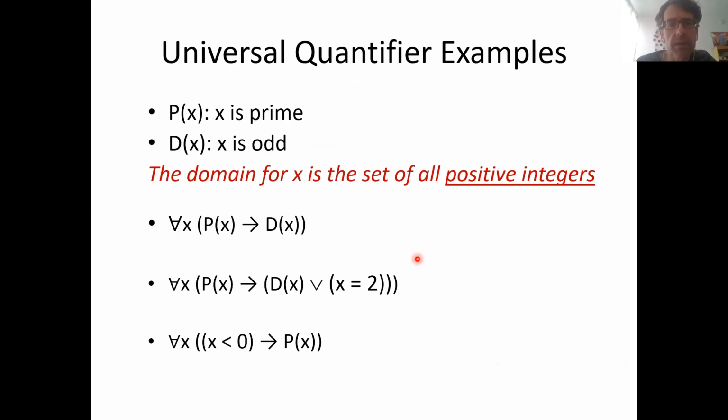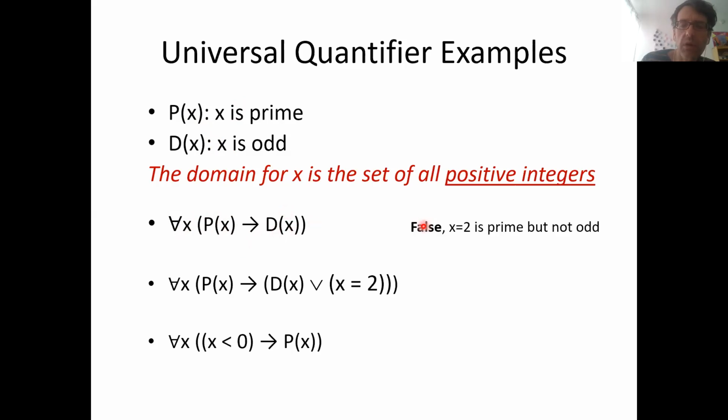Let's look at some examples of usage of universal quantifiers. So again, the positive integers. You will have these kinds of examples on the homework, so that's why I want to exemplify, take a few. So for all x, P(x) implies D(x). Let P(x) be x is prime and D(x) be x is odd. Is it true for all positive integers that whenever an integer is prime, then it must be odd?